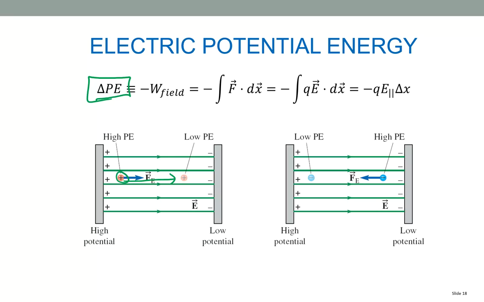So if a positive charge goes with the electric field, it's going to accelerate, go faster. Its kinetic energy increases, its potential energy drops. This picture here is just the opposite. It's now going against the force. So it's going to lose kinetic energy and gain potential energy by doing that.